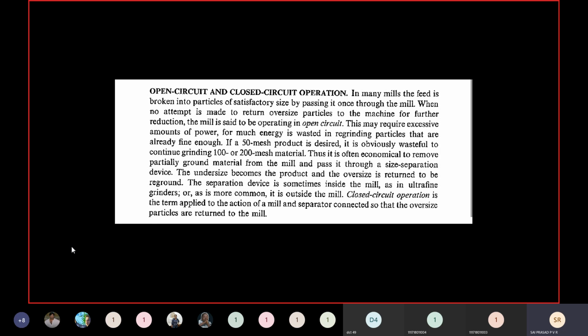Closed circuit operation is the term applied to the action of a mill and separator connected so that the oversized particles are returned to the mill. So that is the definition of closed circuit grinding. Unless the size of the particle is less than the desired one, it will be present inside the system only, so we have a concept of recycling the oversized particles and sending the smaller fines to some other place where further reduction is taking place.